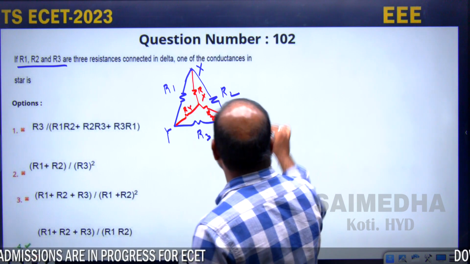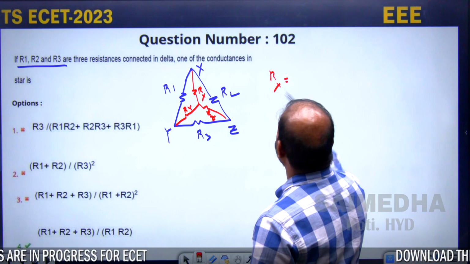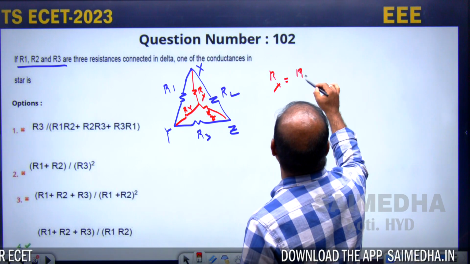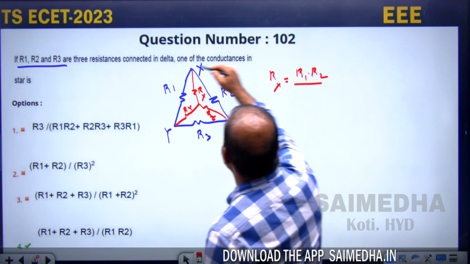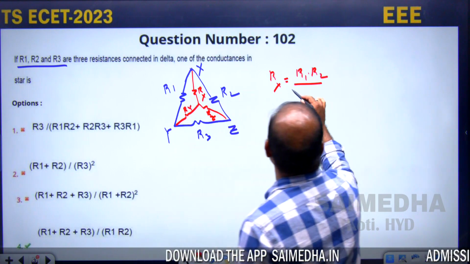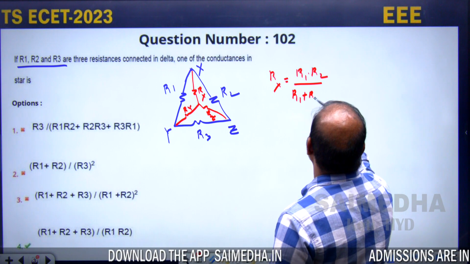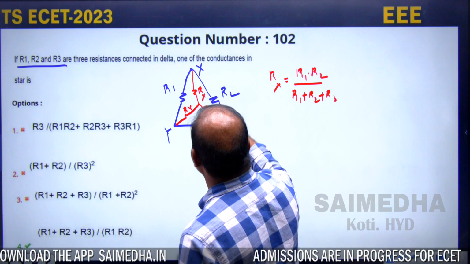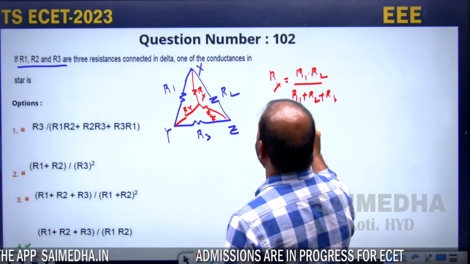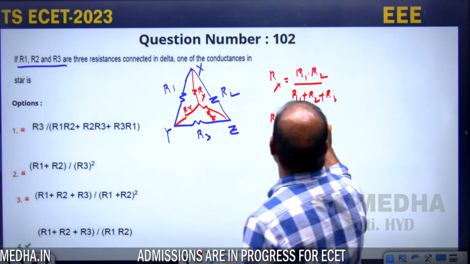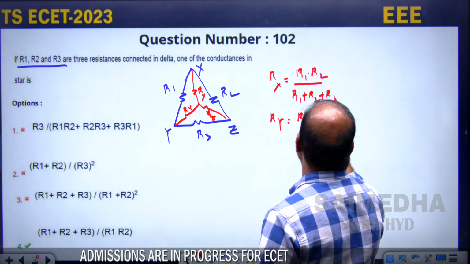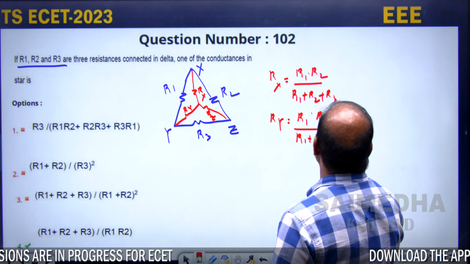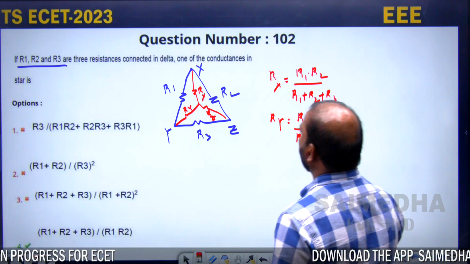This is resistor Rx, this is Ry and this is Rz. Then what about Rx? Rx is in between R1 and R2. So, Rx is equal to R1 into R2 by the sum of all these 3 resistors, R1 plus R2 plus R3. Similarly, what about Ry? Ry is in between R1 and R3. So, Ry is equal to R1 into R3 divided by the sum of the 3 resistors, R1 plus R2 plus R3.